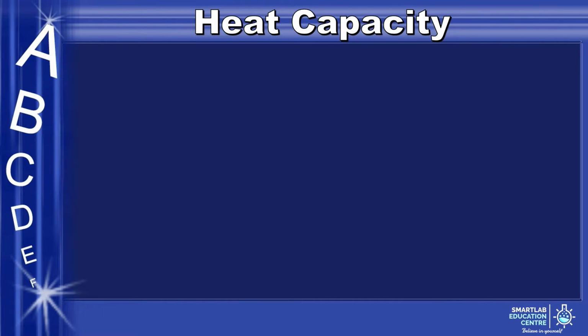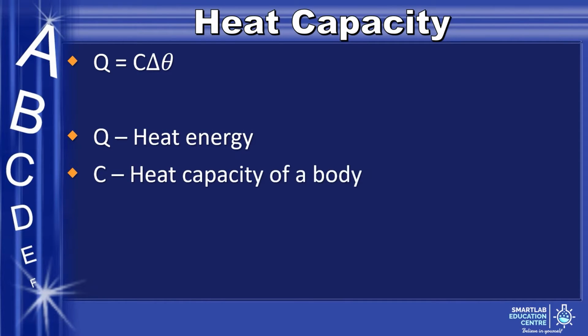We can use heat capacity to calculate heat energy as shown here in this equation, where Q refers to the heat energy, C refers to the heat capacity and delta theta is the change of the substance's temperature.